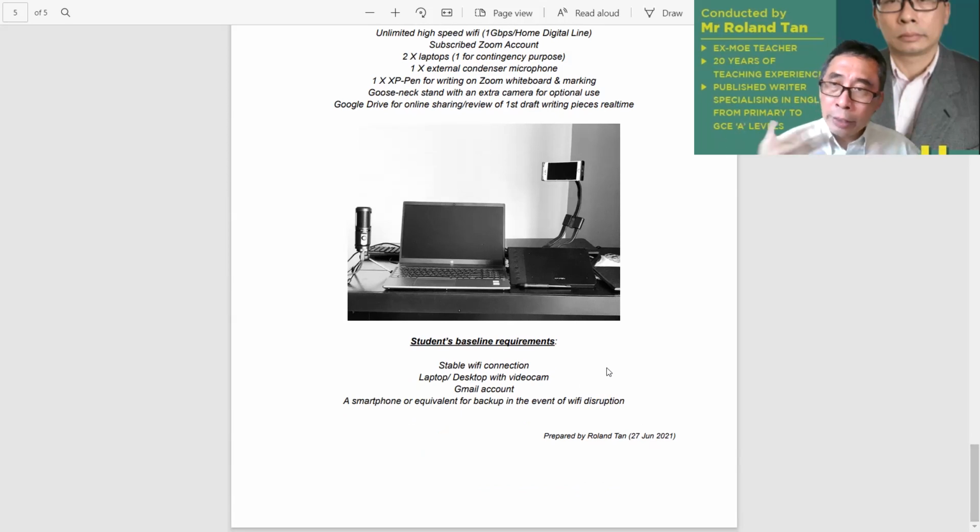Okay, so let's move on to the students' baseline requirements. Now, at the student's end, you would also have to make sure you have the minimum equipment to make the Zoom sessions beneficial. First, you must have a stable Wi-Fi connection. You need to have a laptop or a desktop with a video cam. And you need to have a Gmail account for the Google Doc that I mentioned earlier on, so that you can type your work in a Google Doc and I can view it. Lastly, you need a smartphone or equivalent for backup in the event of a Wi-Fi disruption.